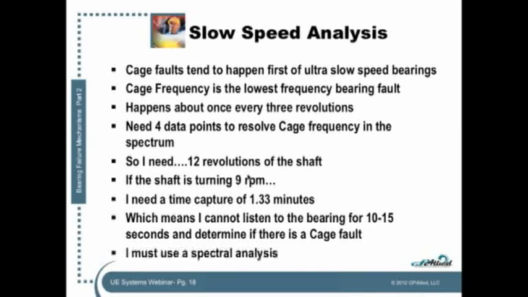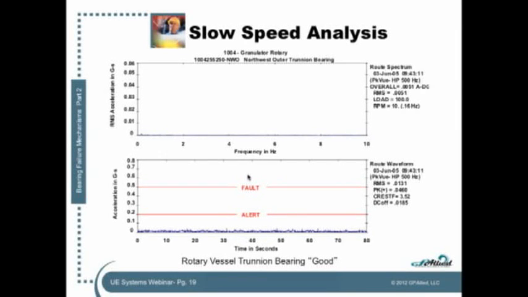Right? Okay, so remember, slow speed analysis, specifically ultra slow speed bearings, less than 30 RPMs, you really, really have to use spectral analysis to find those defects early in their defect progression and have the maximum amount of time to deal with them.